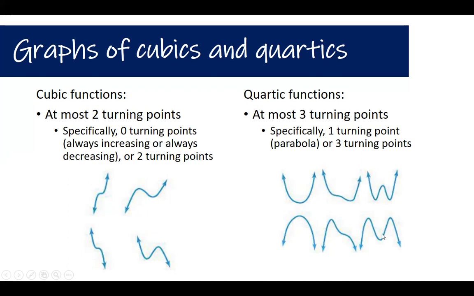And then we have these W and M shapes that are our quartics, and they have 3 turning points, because here we're going down, we hit a turning point, we turn to go up, hit a turning point, turn to go down, and hit a turning point and turn to go up. And the same in this reflected case of M. For a turning point, it has to actually turn and go the other way, not just slow down or speed up.